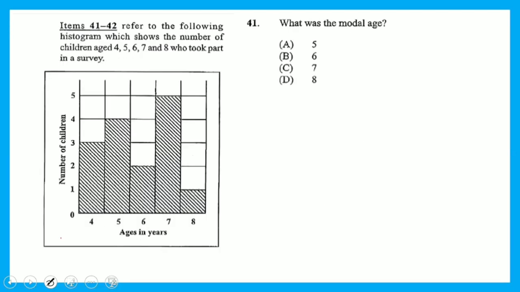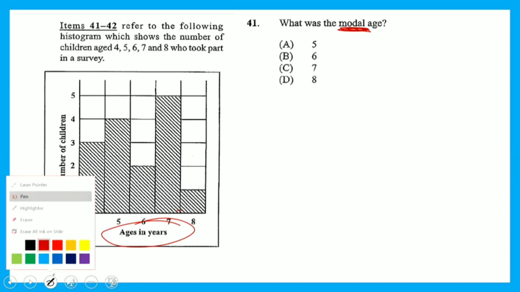All right, number 41. There is a histogram, and we've done this one before. It shows the number of children who took part in a survey. It shows their ages right here. And we're asked what is the modal age. That means we're looking for the age that occurs the most. All right, and as we can see here, the age that has the highest bar is going to be 7.